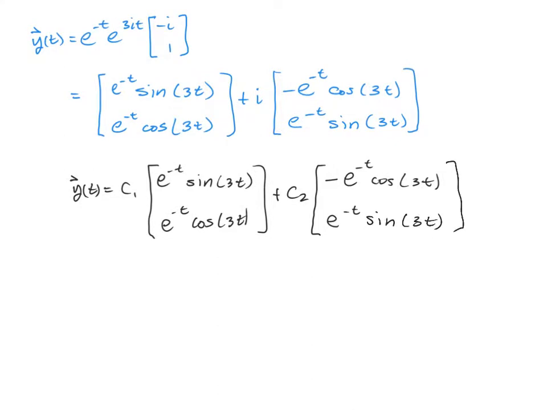And again, we can prove, if we wanted to, that these two vectors are linearly independent by finding the Wronskian, and we could prove that they're a solution by just placing them back into the original differential equation.